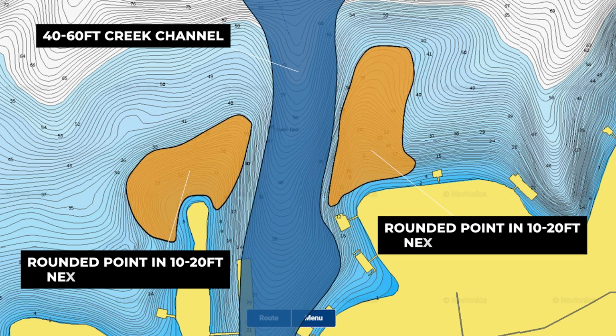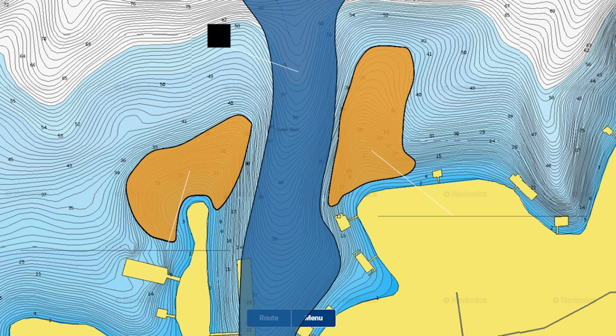To test this theory, I needed to find a place where the bass could ambush baitfish in that 10 to 20 foot zone, but that was also close to relatively deep water. We're still dealing with cold water temperatures, 43 to 45 degrees, so the bass aren't going to want to set up right up against the bank in a flat, shallow pocket.